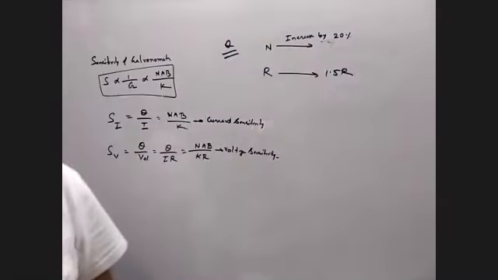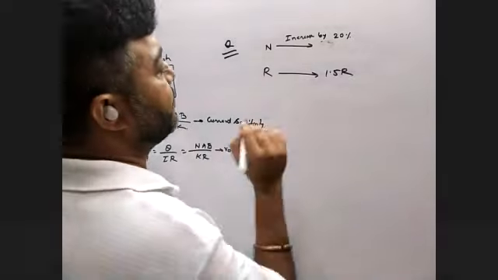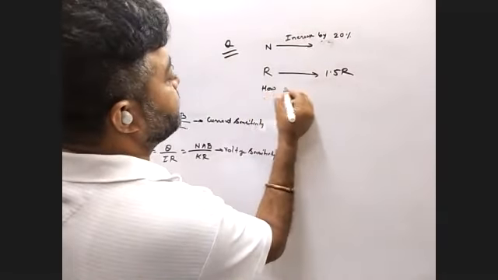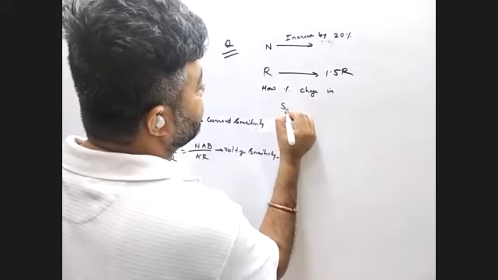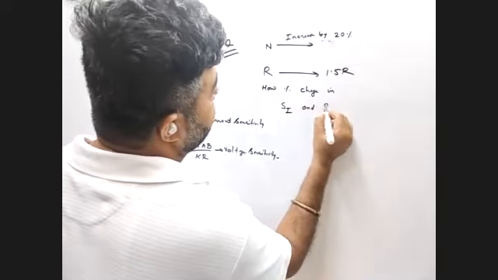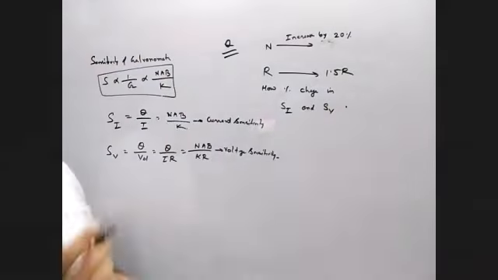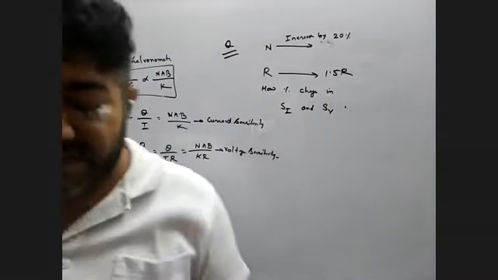How does the percentage change in current sensitivity and voltage sensitivity?